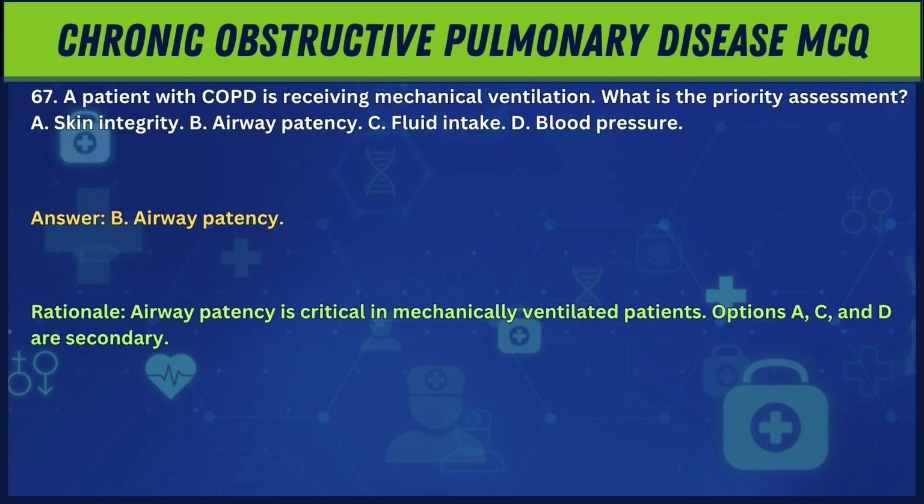67. A patient with COPD is receiving mechanical ventilation. What is the priority assessment? A. Skin integrity. B. Airway patency. C. Fluid intake. D. Blood pressure. Answer: B. Airway patency. Rationale: airway patency is critical in mechanically ventilated patients. Options A, C, and D are secondary.